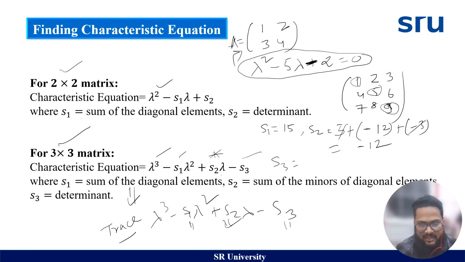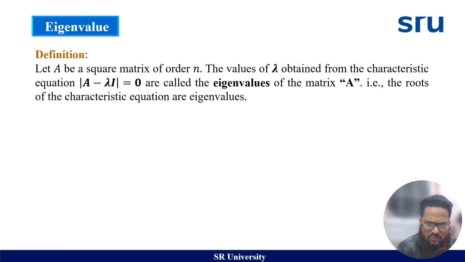Now in all the characteristic equations, one scalar value, one parameter we are using every time, which is called lambda. This lambda is called the eigenvalue of the matrix. So what is the definition of eigenvalues? If you have a matrix which is definitely a square matrix of order n, then the lambda obtained from the characteristic equation determinant of A minus lambda I equal to 0, if you find the lambda value, this will be called the eigenvalues of the matrix A. That means, in the simplest way, if you can find the characteristic equation and solve it, you will get the roots of the characteristic equation, and those will be the eigenvalues.